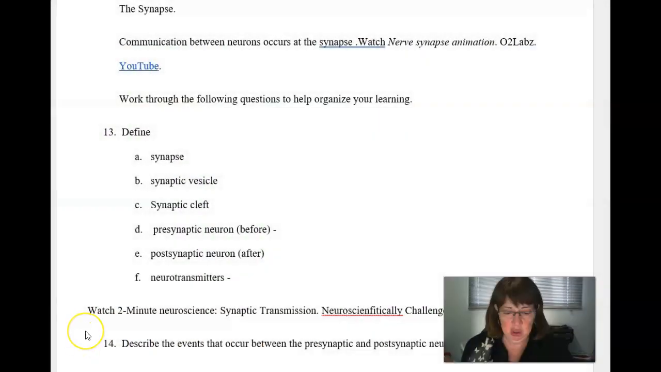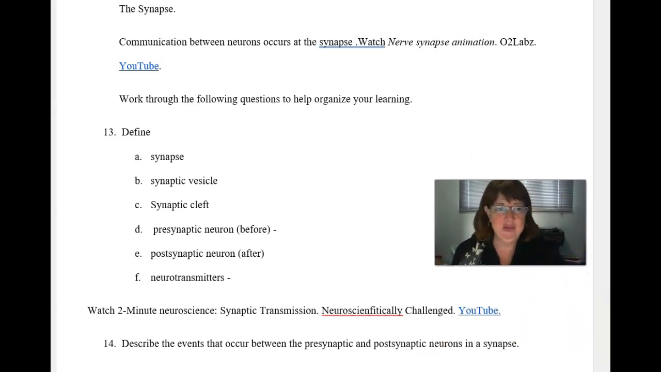Hello, now that we've got our impulse down our nerve, let's see what happens when it gets to the end, to a place called the synapse. So we're going to work through the note sheet again, and I'm going to show you a video, because to me, processes are always better when you see them through an activity.